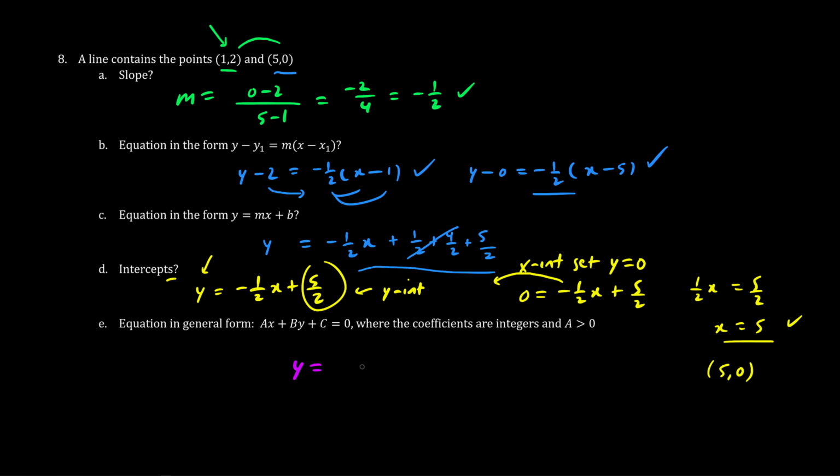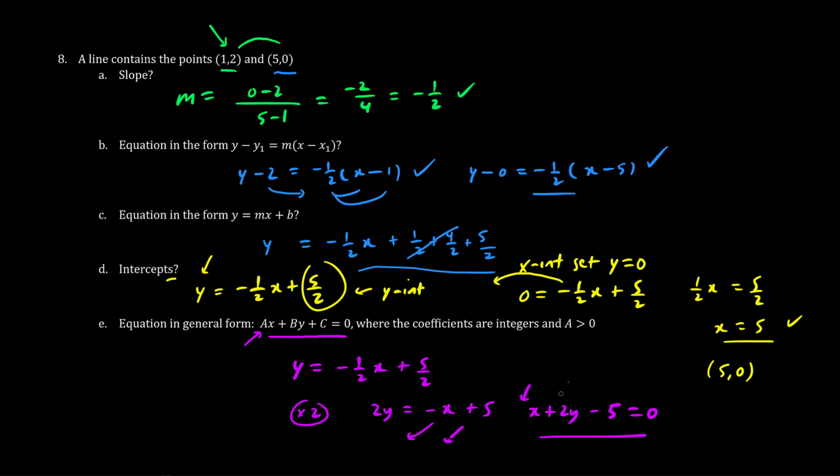Finally, let's focus on the general form. Previously we had the slope-intercept form as follows. But for this form here, we want everything to be integers. So let's multiply both sides by 2. We have 2y is equal to negative x plus 5. And the rule says the coefficient of x should be positive. So let's throw everything over to the left. And what we have now is x plus 2y minus 5 equals 0. And now every single coefficient here is an integer, and the coefficient of x is positive.